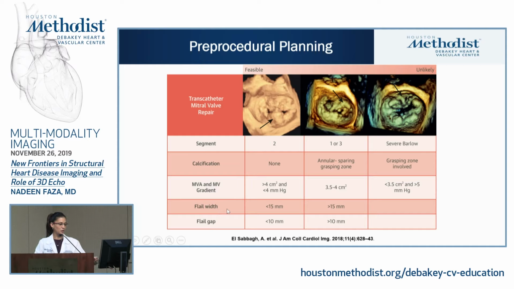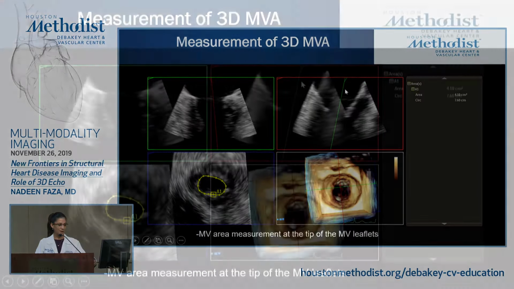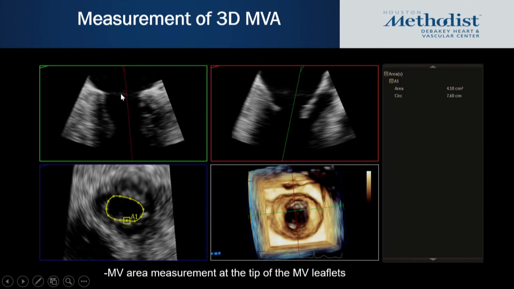Favorable anatomies also include a flail width of less than 15 millimeters and a flail gap less than 10 millimeters. If you want to get a good 3D mitral valve area, you want to make sure that you measure it at the leaflet tips of the mitral valve. Using the 3D software, you center the mitral valve and go to the level of the tips, and then you can get a very nice short axis view of the mitral valve, and you can do your calculations from here.